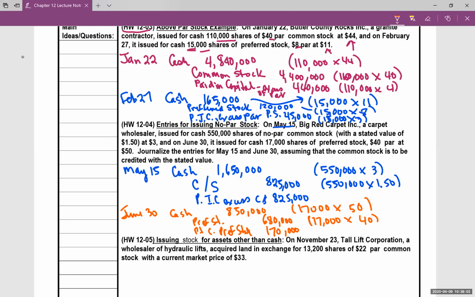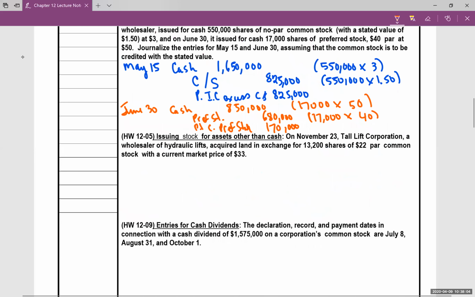And that's how you're going to do 12.4 on your homework. 12.5. This is interesting. This time they're going to issue stock for assets other than cash. So on November 23rd, Tall Lift Corporation, a wholesaler of hydraulic lifts, acquired land in exchange for 13,200 shares of $2 par common stock with a current market price of $33.